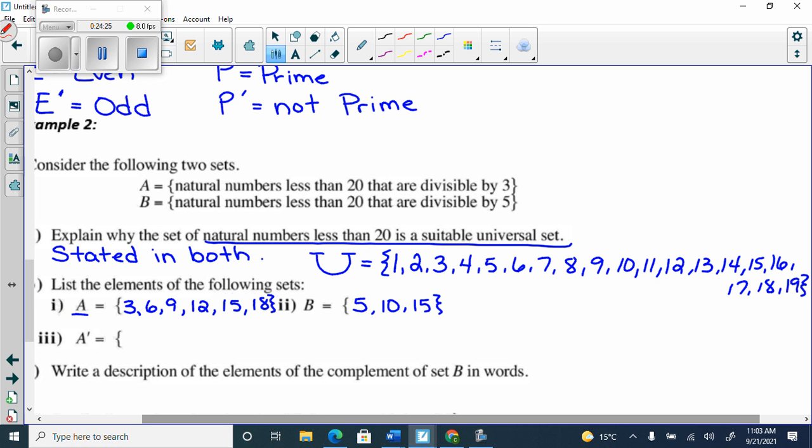What does A prime mean? What does this A with the prime symbol mean? Yeah, so it's the complement of A, so it's what's not in A. That's what that little prime symbol means. So what's not in A? Well, I have A listed. Honestly, doing the complement is so much easier if you have the actual A, because then you just list everything that's not there. So I'm going to go 1, 2, 4, 5, 7, 8, 10, 11, 13, 14, 16, 17, 19.